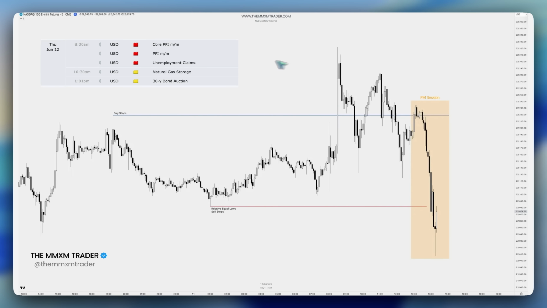So you can see here, we did have a news event, PPI. We had the buy stops to sell stops, the range. 8:30 a.m. here manipulates in the direction of the buy stops, and then look at the price action here, choppy. Where is the cleanest move? When we have that PM session bond auction. That's the cleanest move to the relative equal lows, sell side liquidity.